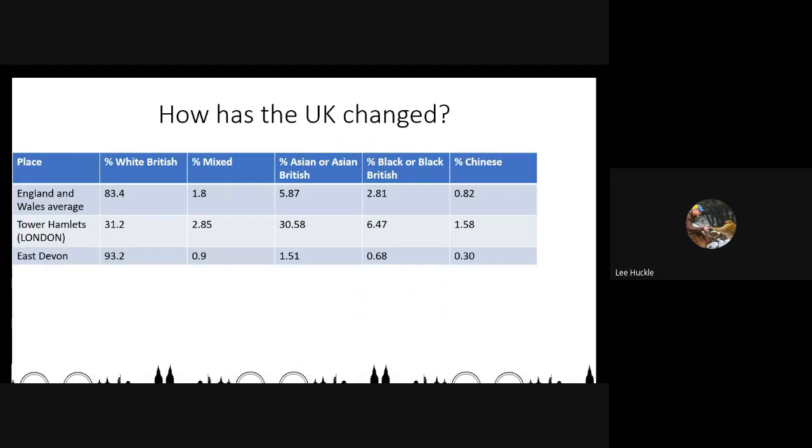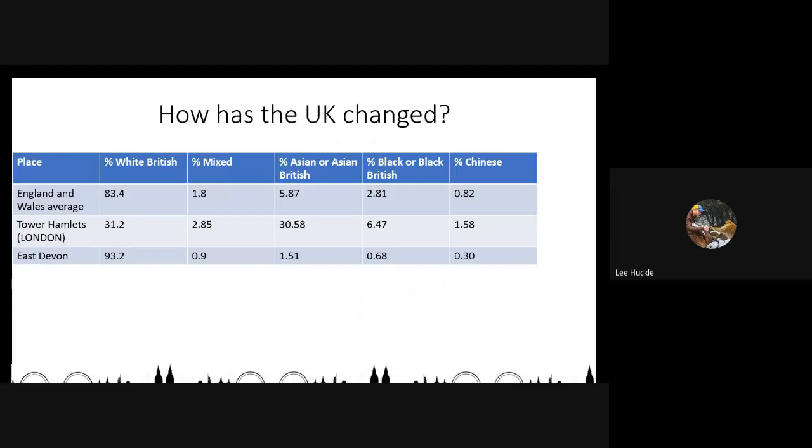And we looked at the percentage of white British living in each of those areas, and then the England and Wales average, the percentage of mixed people in those areas, the percentage of Asian or Asian British. So Asian people will be those that weren't born in the UK. Asian British will be those who are tied to the ethnicity and culture of Asian, but are born in Britain. And the same for percentage black or black British and the percentage Chinese.